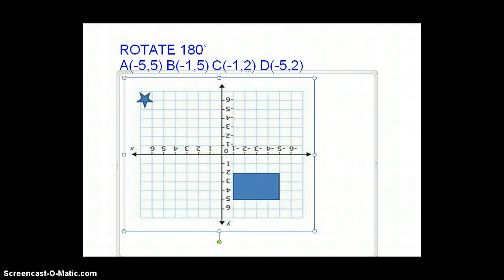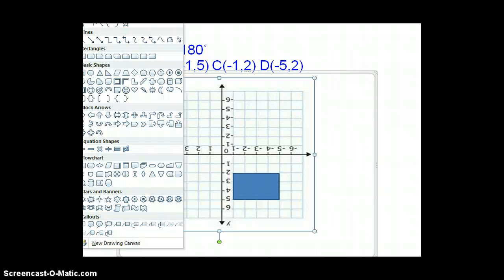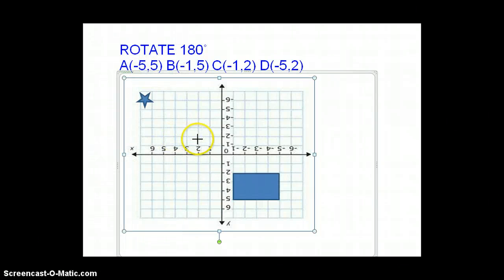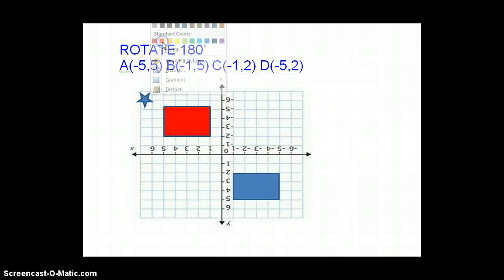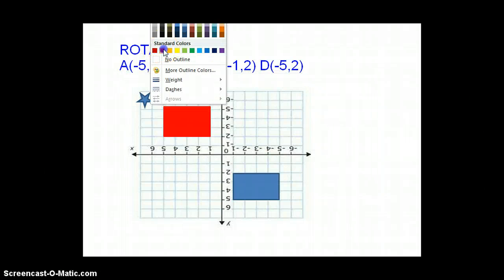Now all I have to do is graph what the original shape was. So if I go -5, 5, I'm going to pretend like this graph is just a regular graph. So I'm going to go over to -5, up to 5, then to -1, 5, then down to -1, 2, and -5, 2. So now I have this new shape, and it should be rotated 180 degrees.